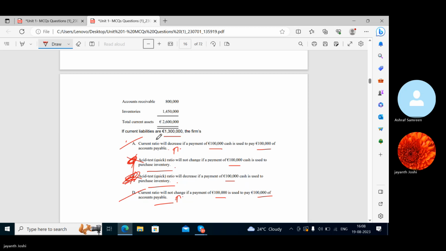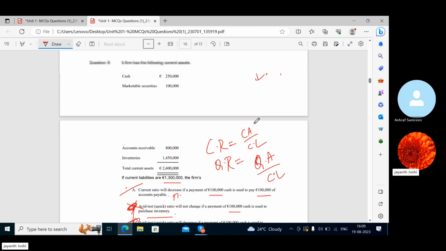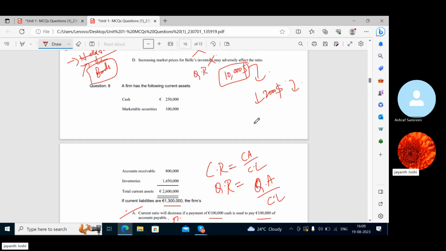Okay. So first option, current ratio will decrease. First you need to find out the current ratio and you have to find out the quick ratio. First, current assets upon current liabilities, quick assets upon current liabilities. So first I'll give the data to you to find out these two, then we will see what we can do. I'm waiting.